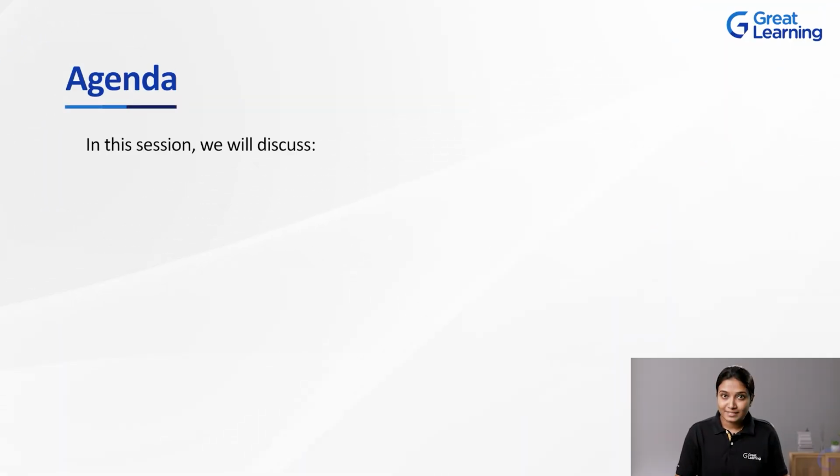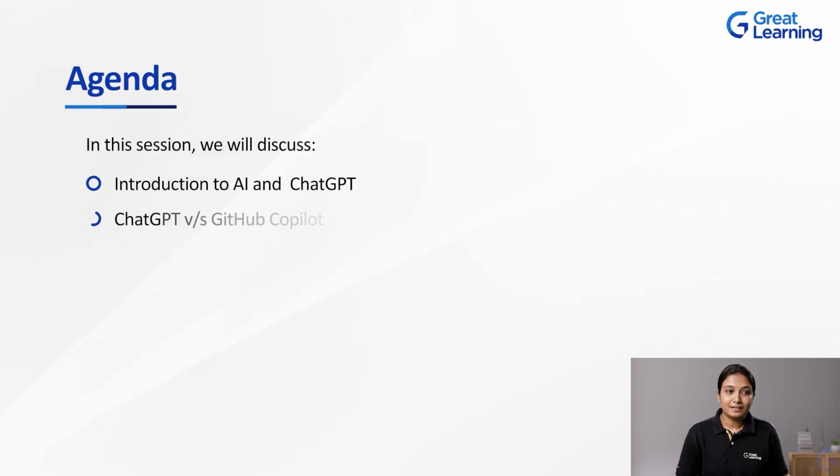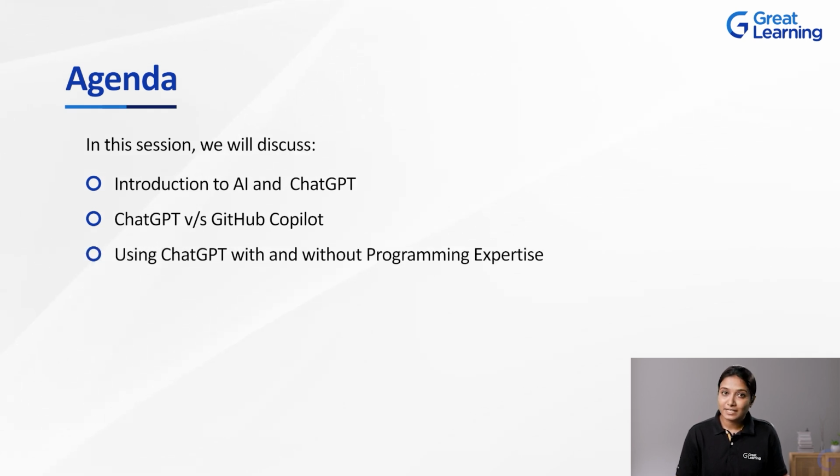The first and foremost thing, we'll understand what is AI and what is ChatGPT. The major domain ChatGPT is based on is artificial intelligence, so we'll have a small glimpse of both terminologies. Next, we'll compare ChatGPT versus GitHub Copilot. What is the major difference between these interfaces? We'll figure that out. Third, we'll be using ChatGPT with or without programming expertise. How far can we go using this interface from a programmer and a non-programmer aspect? We will learn about that.